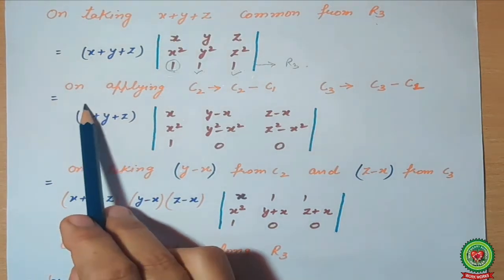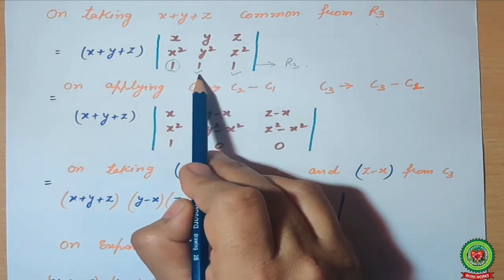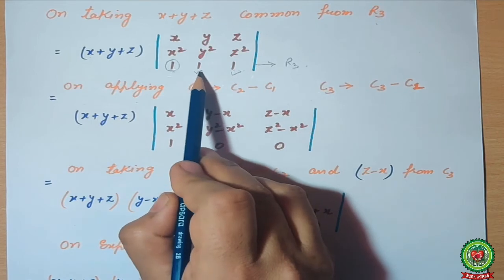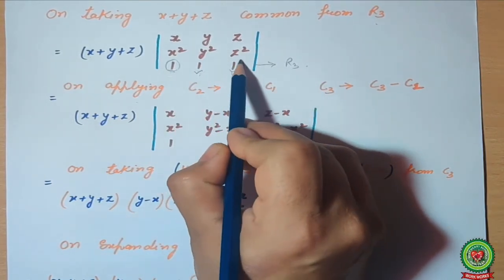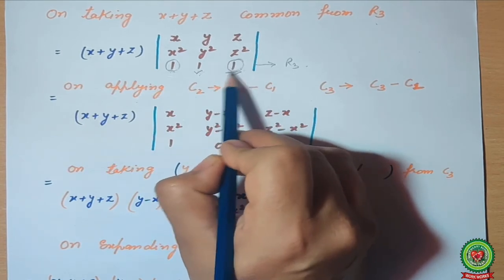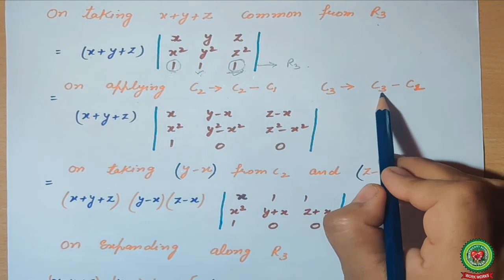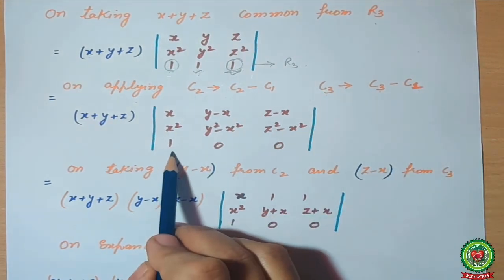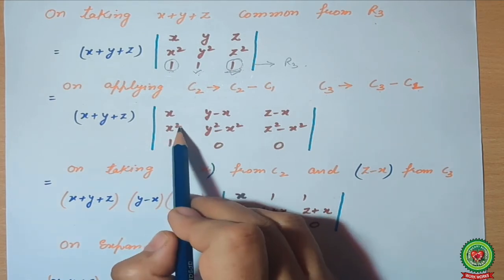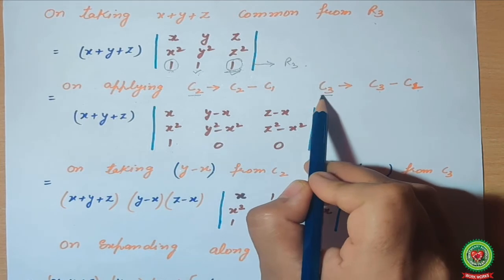Okay. On applying, I want a change in column 2, and which operation will I apply? I will apply column 2 minus column 1. Same, I want a 0 at this point also. So, which operation will we apply here? I will apply here C3 minus C1. Now, when we apply the operations, there will be no change in column 1, only the change in column 2 and column 3.